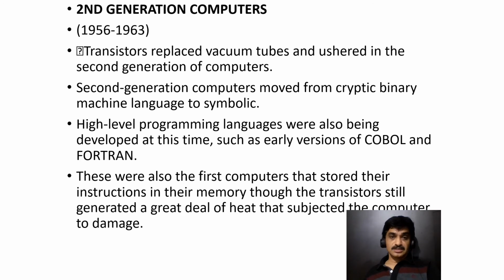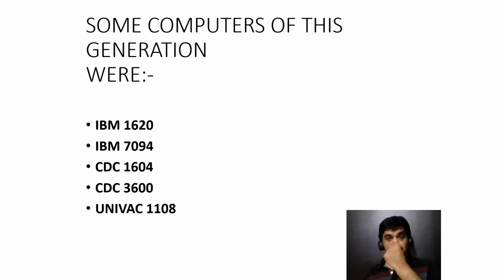These were also the first computers that stored their instructions in memory, though the transistors still generated a great deal of heat that subjected the computer to damage. That becomes a drawback, but compared to the first generation, the quality improved. Best examples are IBM 1620, IBM 1794, CDC 1604, CDC 3600, UNIVAC 1108. These are the best examples for the second generation computers, where vacuum tubes were successfully replaced.